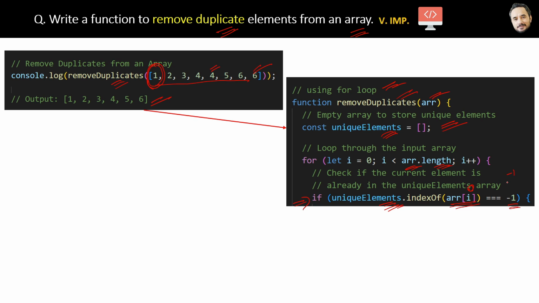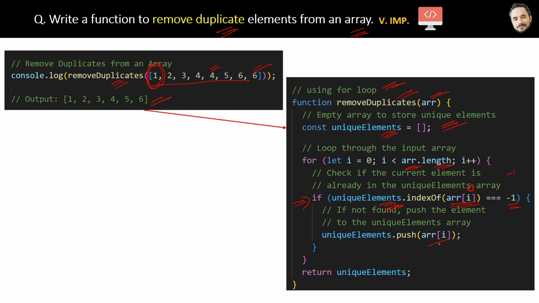Therefore, this if condition will be true, and 1 will be pushed into the uniqueElements array by using this push method. Similarly, 2, 3, 4 will also be inserted in this uniqueElements array because they are not already present there. They are not there, right? And their index will be -1.